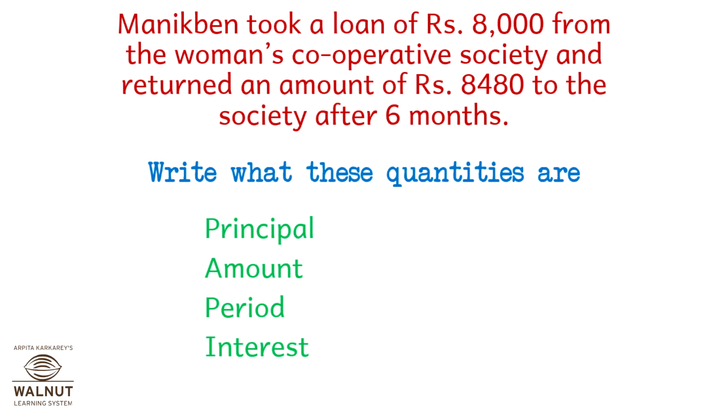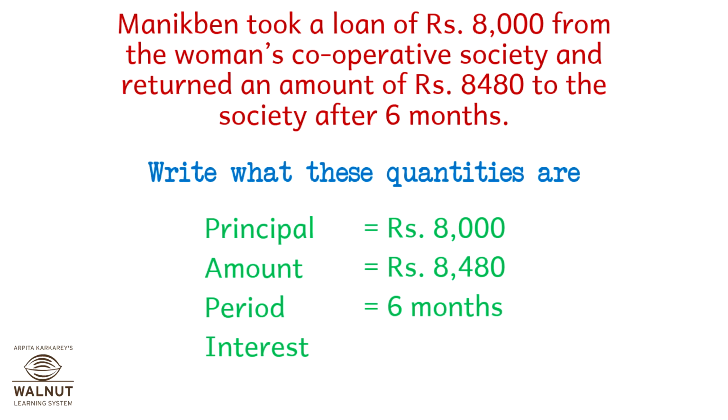Let's move on. Manik Bin took a loan of rupees 8,000 from the Women's Cooperative Society and returned an amount of rupees 8,480 to the society after 6 months. Write down what these quantities are. Principal, amount, period and interest. We can see that the principal is rupees 8,000. The amount is rupees 8,480. Period N is 6 months. And the interest is rupees 480.